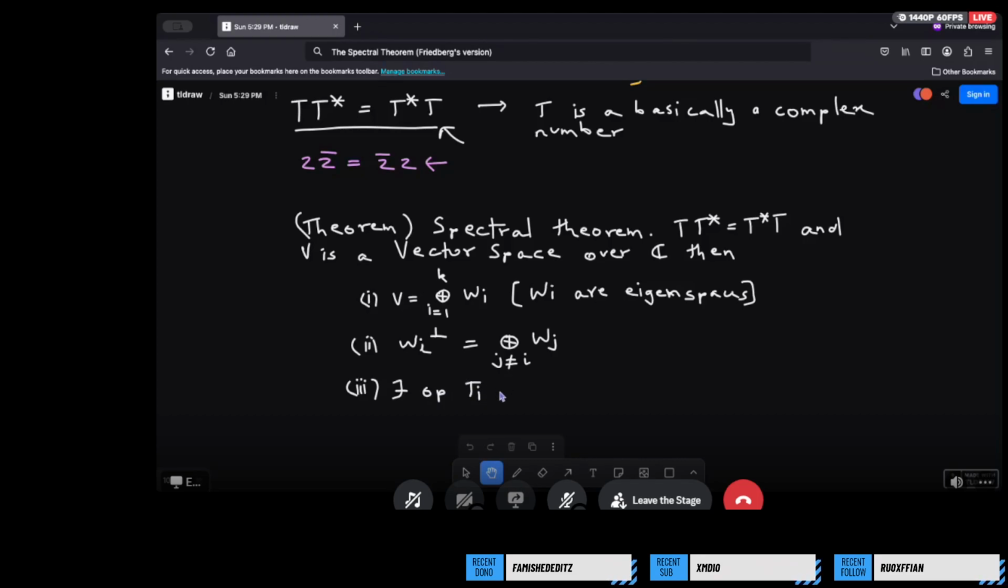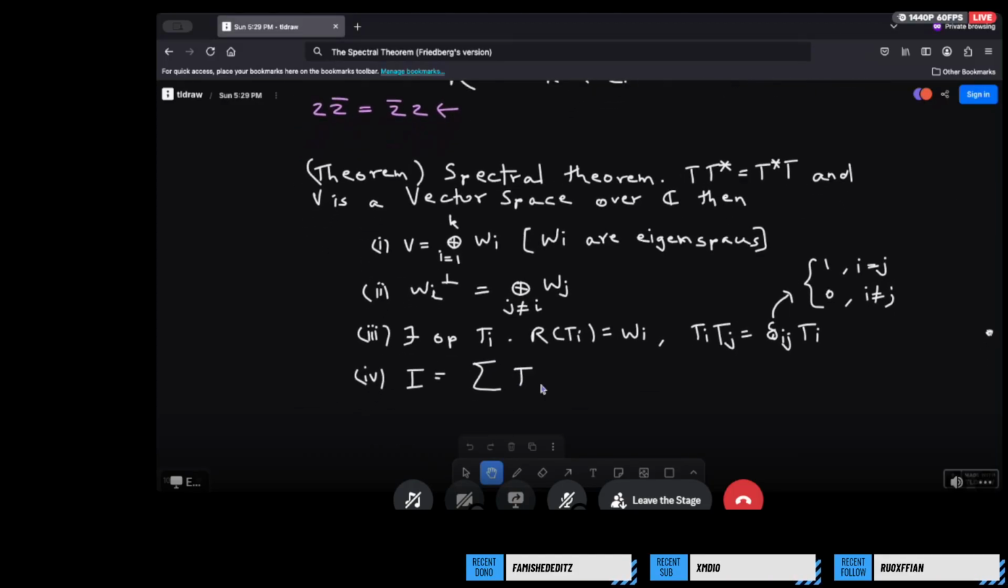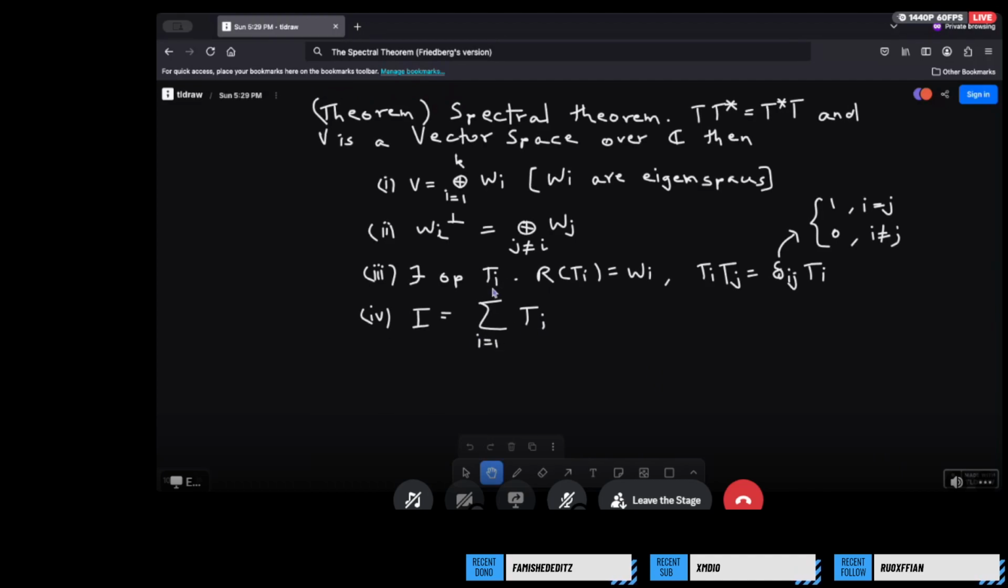Ti, right? Where the range of Ti is equal to Wi, and further, TiTj is delta ij Ti. And this is the Kronecker delta, which is basically one when i equals j, and zero whenever else. Further, the identity is the summation of all these Ti, i going from one to k.